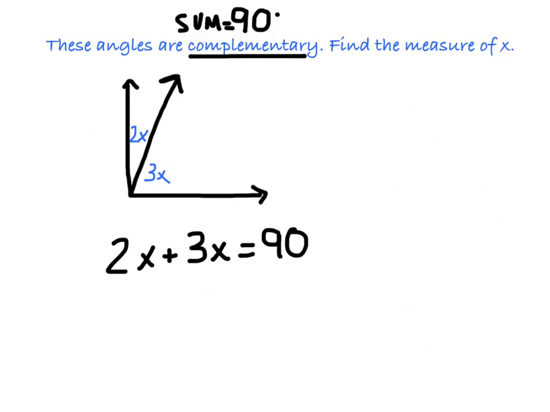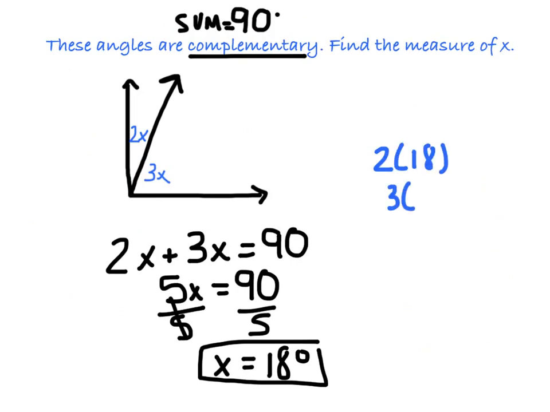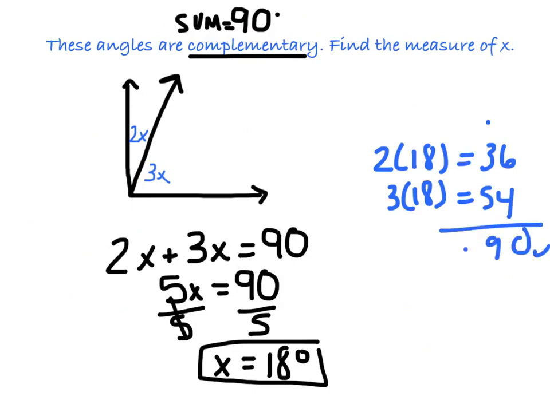Okay. Now it's as simple as combining terms. I have 2x plus 3x. Well, that's 5x. 5x equals 90. So when I divide both sides by 5, I get x equals 18. And we always put a degree symbol on our answer. And again, you could check it off to the side here just by doing 2 times 18 and 3 times 18, adding them together, and make sure that they add up to 90 degrees. And I see that they do in fact add up, so my answer checks.